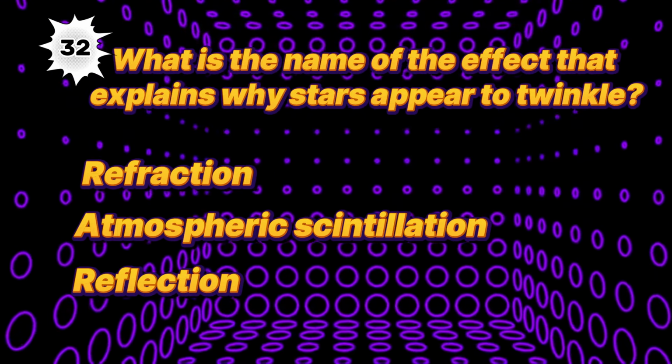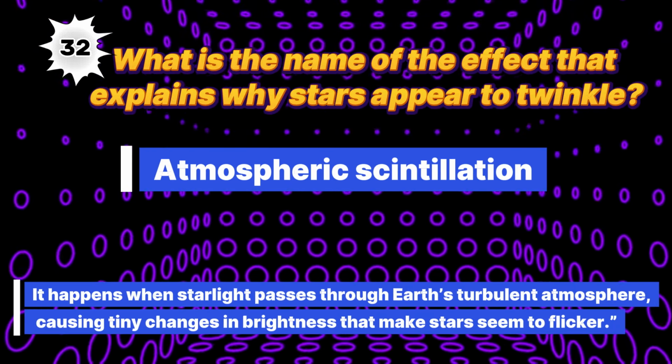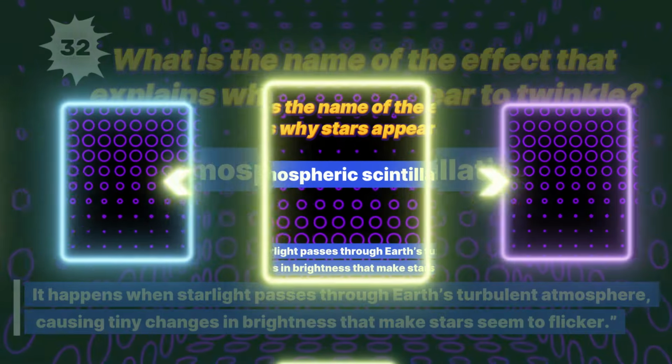The name of the effect is atmospheric scintillation. It happens when starlight passes through Earth's turbulent atmosphere, causing tiny changes in brightness that make stars seem to flicker.